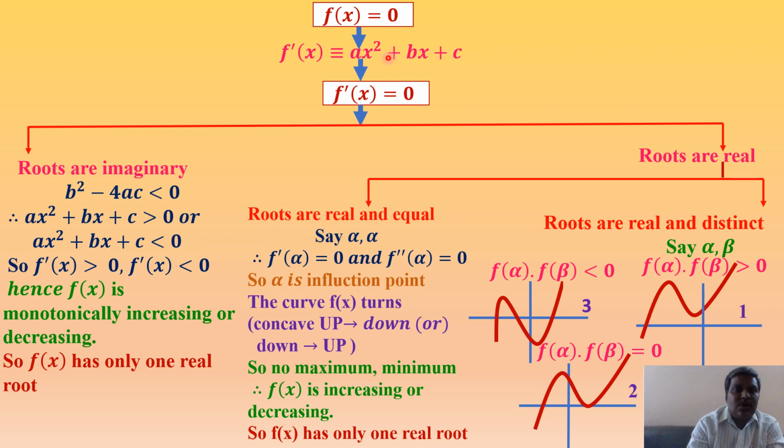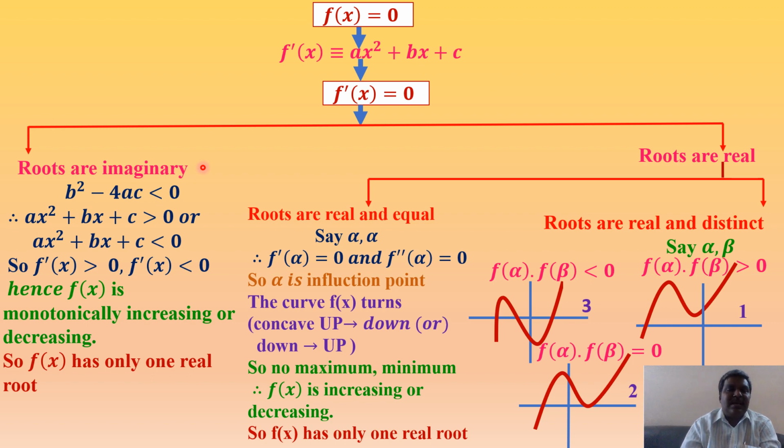So after getting f of x equal to 0, take f dash x equal to 0. To get the nature of the roots, make f dash x equal to 0. So it is a quadratic equation clearly. Depending upon the nature of the roots, we can figure out the number of roots of f of x equal to 0. Suppose the roots of f dash x equal to 0 are imaginary. That is, b square minus 4ac less than 0.